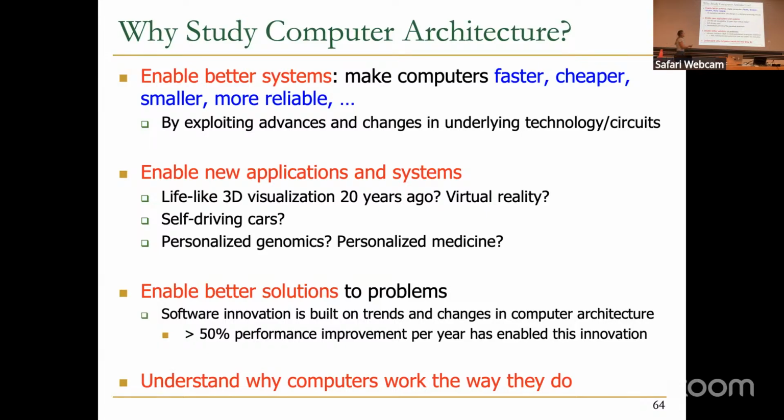We're also able to enable new applications and systems. If you take a look back, we can see, for example, that up until recently, virtual reality, self-driving cars, or some personalized devices for genomics were not possible. So the need to have these applications can also drive architecture changes and vice versa. In general, we're able to find better solutions to problems. For example, all these software innovations that keep happening are built on trends and changes in computer architecture.